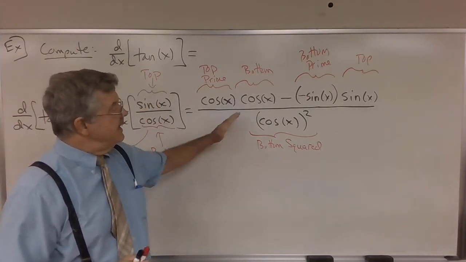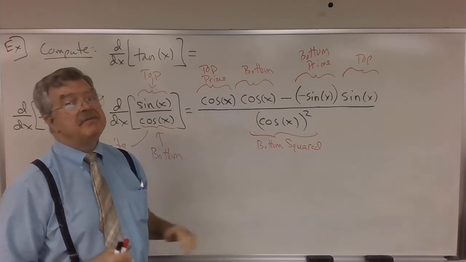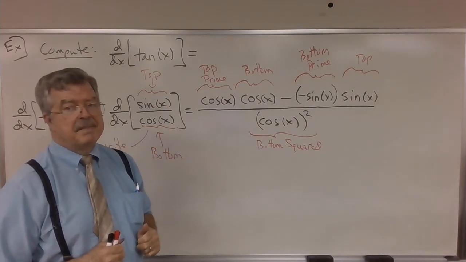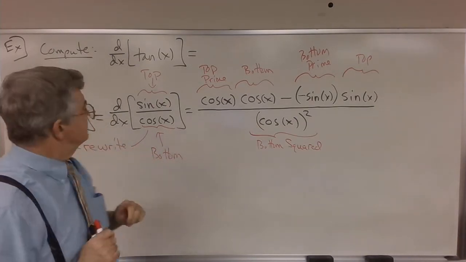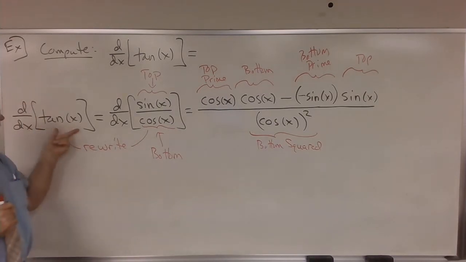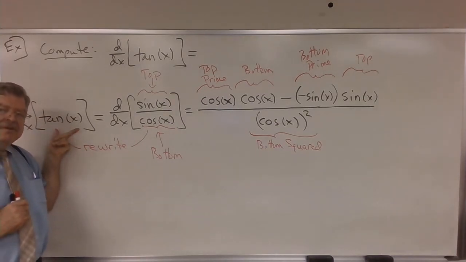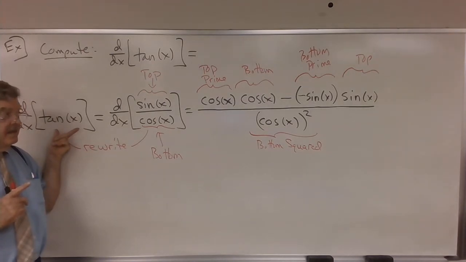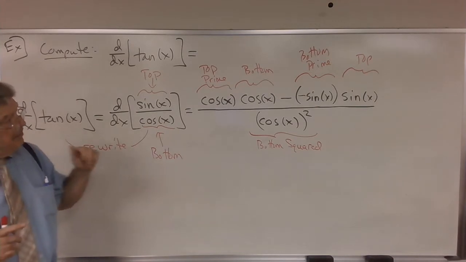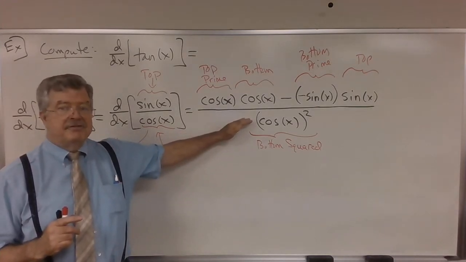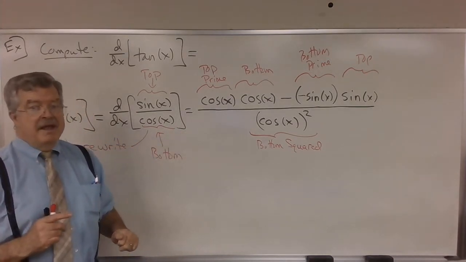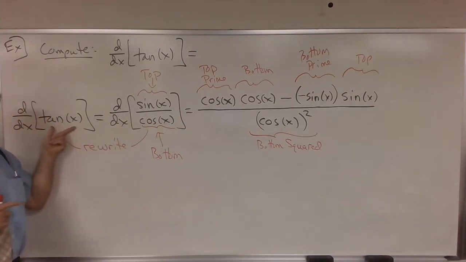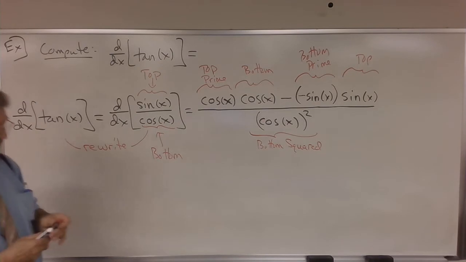Now, technically, I can leave it like this. I've computed the derivative. But there's a universally accepted form for the derivative of a tangent. And so what I'm going to do is manipulate this expression algebraically until I get the universally accepted form for the derivative of tangent x.